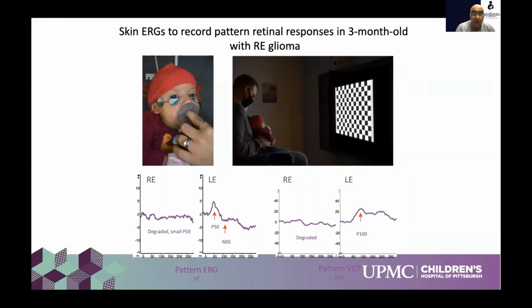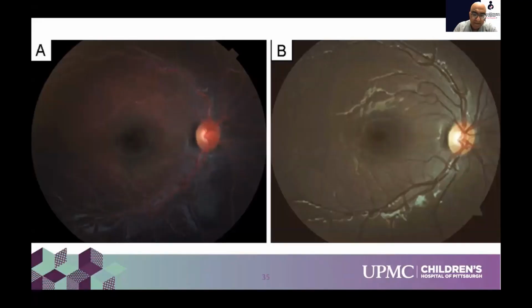We can also do skin ERGs to record pattern ERGs and pattern VEP. So a VEP is a visual evoked potential. You see what's happening at the brain. A pattern ERG tells me what's happening at the macula, to assess a 3-month-old with glioma in the right optic nerve. And why is that important? Because it helps monitor or make decisions about how you're going to treat this child. A 3-month-old is not going to give you a robust visual acuity response.